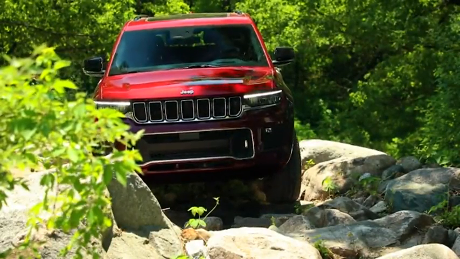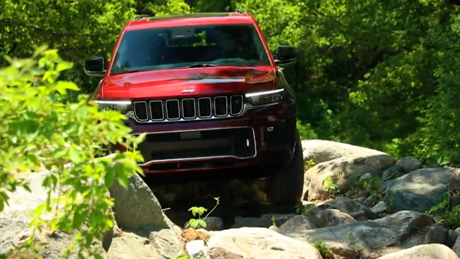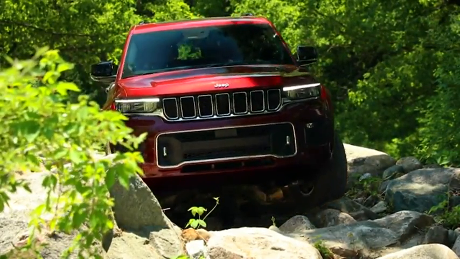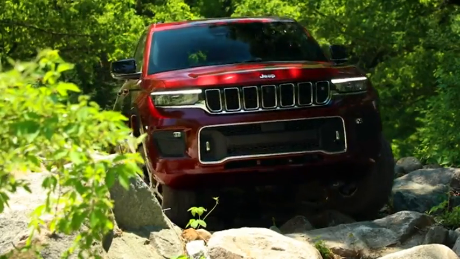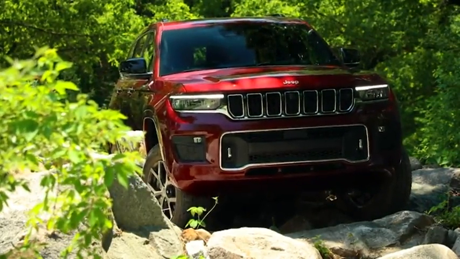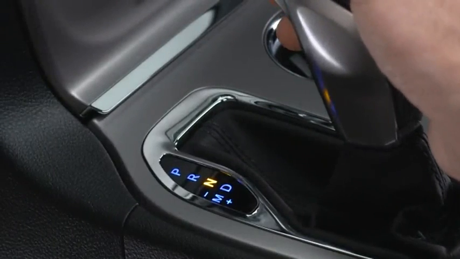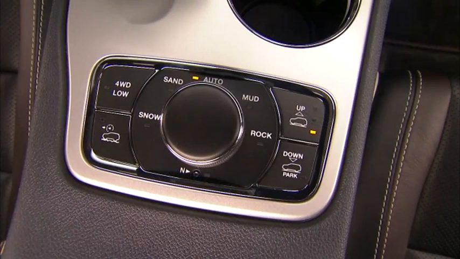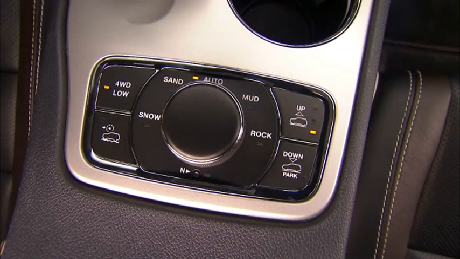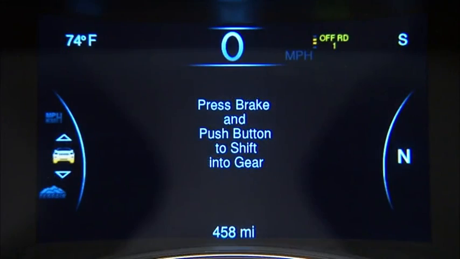To shift from 4-wheel drive high to 4-wheel drive low, with the vehicle at speeds of 0 to 3 miles per hour or 0 to 5 kilometers per hour, the ignition switch in the on-run position or the engine running, shift the transmission into neutral and push the 4-wheel drive low button once. The 4-wheel drive low indicator light in the instrument cluster will begin to flash and remain on solid when the shift is complete.